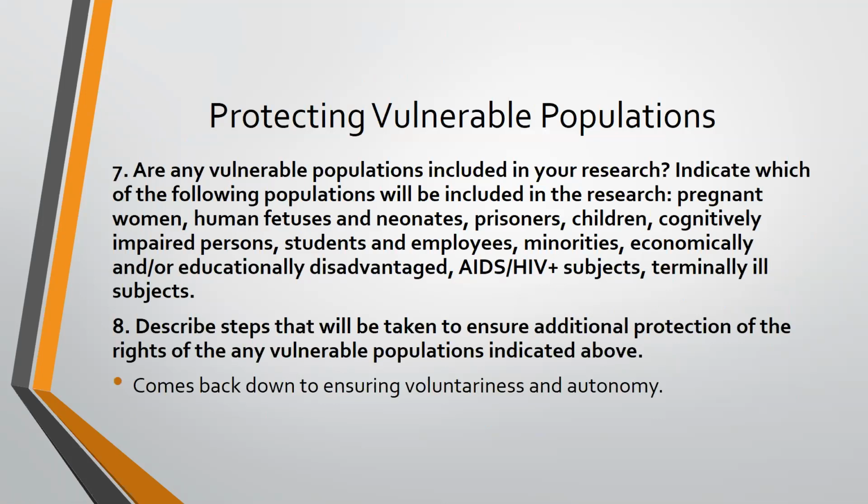Here in the next one, you have to describe the steps that will be taken to ensure additional protection of the rights of these people indicated above. And so say you're using cognitively impaired persons, you might just explain that you have an individual going through consent with them and making sure that they understand it. Or if you're using children, you might say that you have written your informed consent to be at the first grade reading level so that children can read it and that their parents will go through it with them.